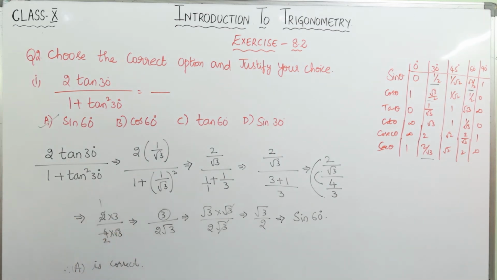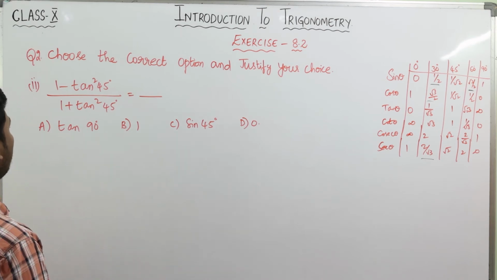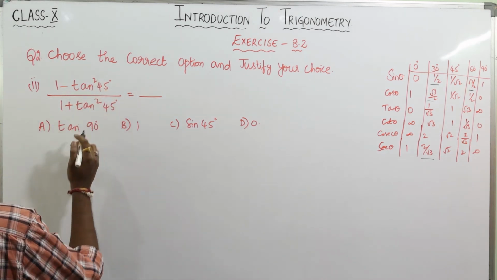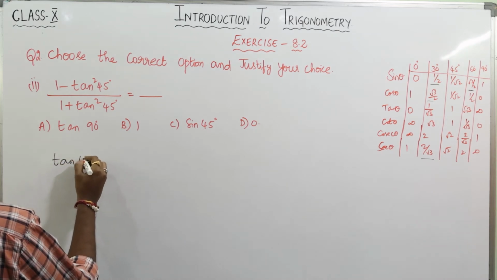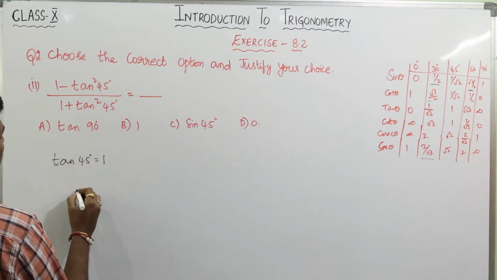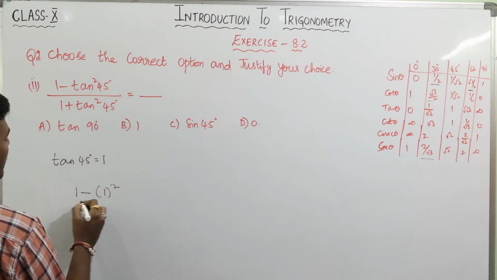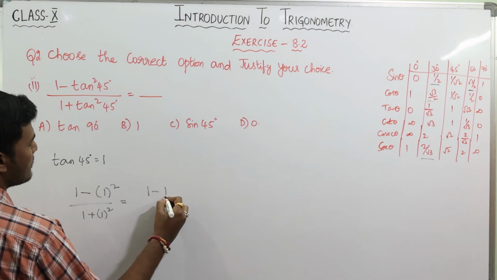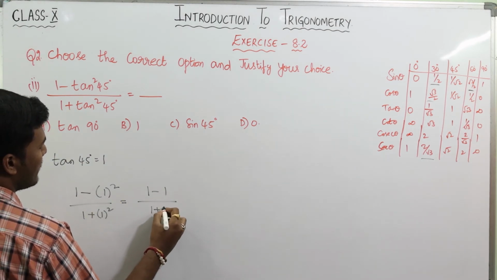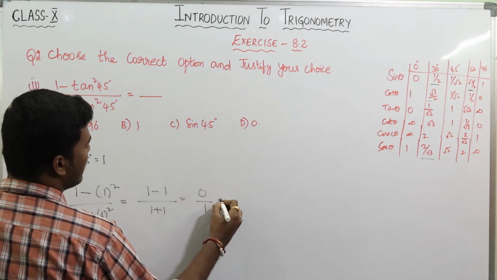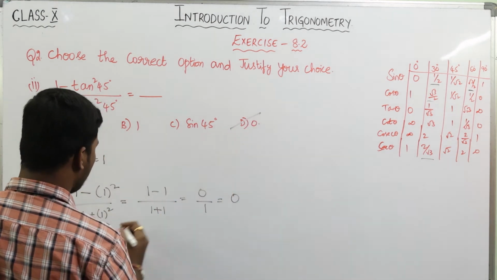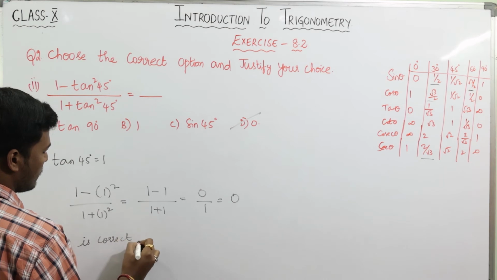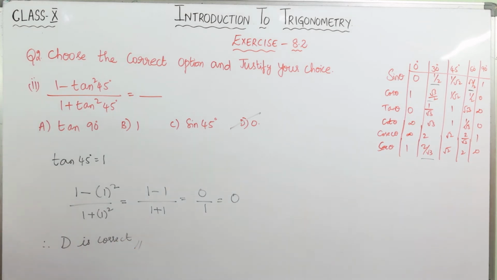This is the justification. The second part of this problem, that is 1 minus tan square 45 by 1 plus tan square 45. What is the value of tan 45? That is 1. So it will become 1 minus 1 square by 1 plus 1 square. So 1 minus 1 by 1 plus 1, 0 by 2, that is equals to 0. So option D is the correct answer. Therefore, D is the correct answer.